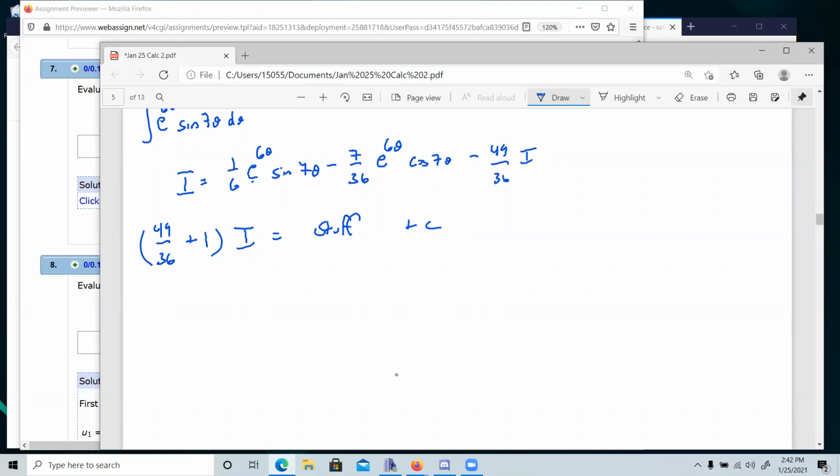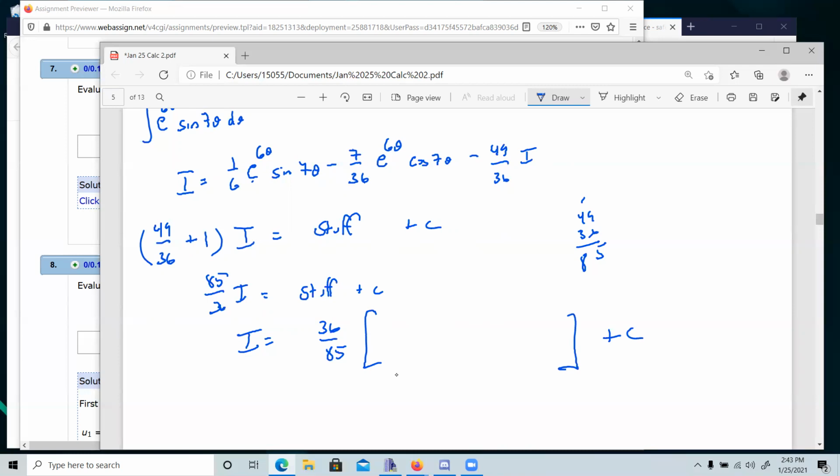And then all that's left is we have to get rid of this. We have to say, okay, what's 49/36 plus 1? What's 49 plus 36? Looks like that's 85. So that's 85/36 I is equal to this stuff. So we're going to have I is equal to 36/85 times this mess plus C. Again, 36/85 of a constant is still a constant, so we don't really care.